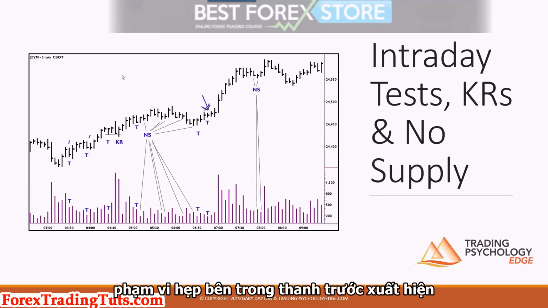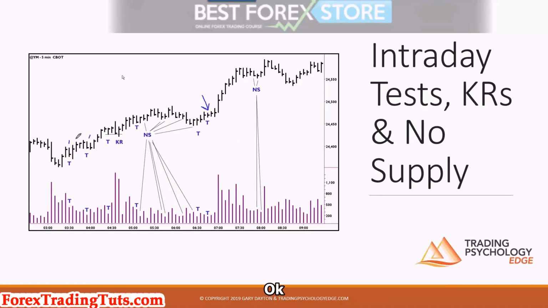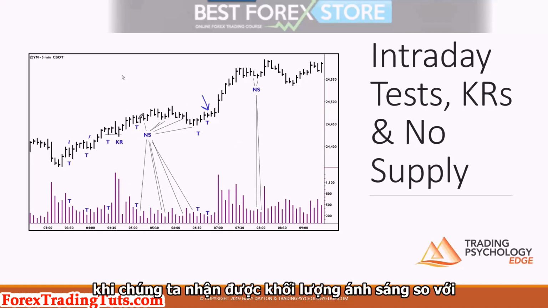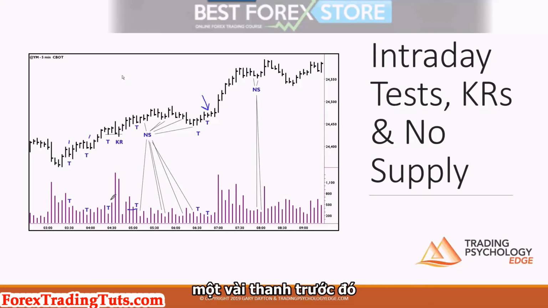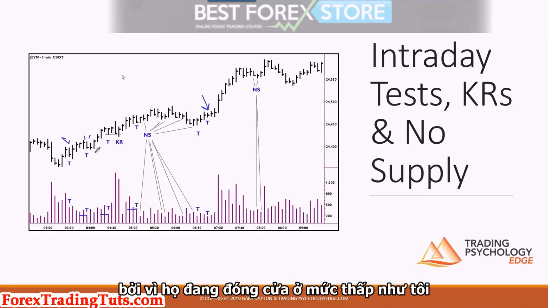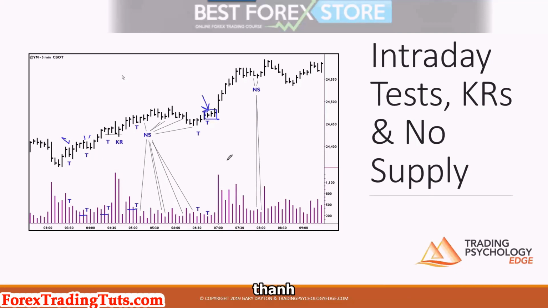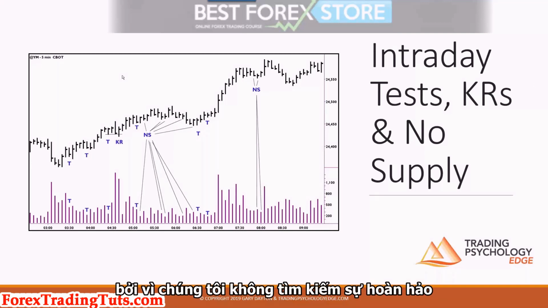Okay, narrow range inside the prior bar, comes down a little bit, closes in the middle, very light volume, just no supply. Okay, but you can see that when we get light volume compared to the prior few bars, and they're more or less inside, and we're not getting strong bars. These are less good tests because they're closing on the lows. As I say, this right here is the ideal test bar. But everything else is close, and that's okay because we're not looking for perfection.